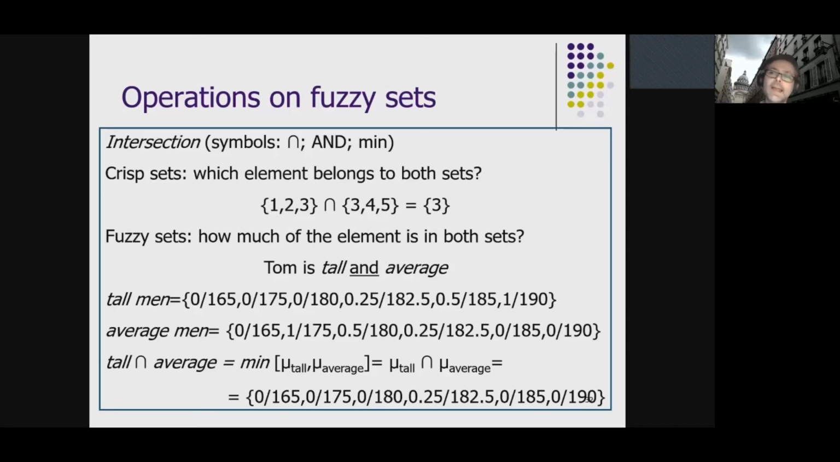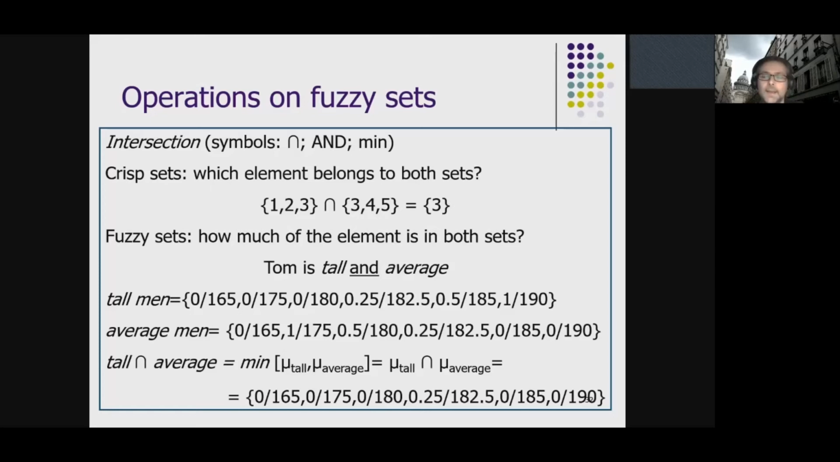So for each one of the elements of this set, the elements of the set are possible heights. Each element is associated with a degree of membership. And that produces a kind of fuzzy set. This particular representation is called discrete fuzzy set. You can have continuous fuzzy sets as well. I will give some examples later. So this is a discrete fuzzy set.